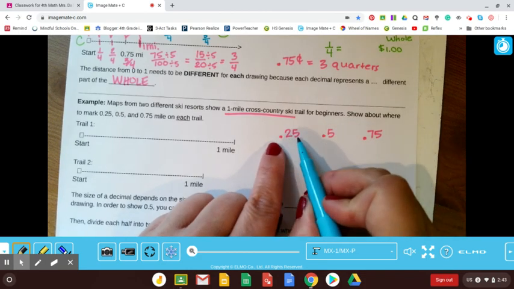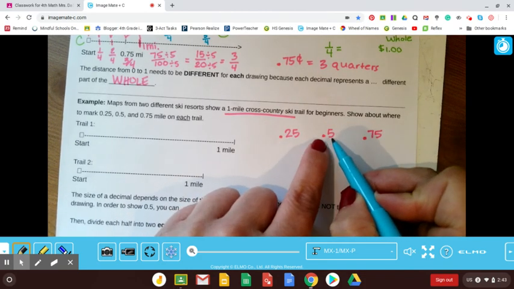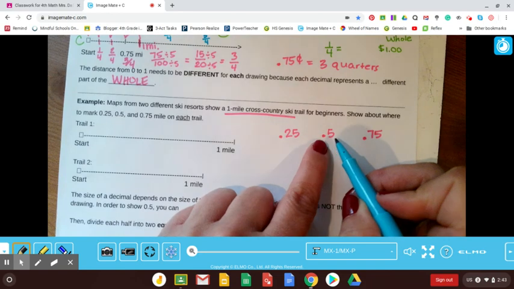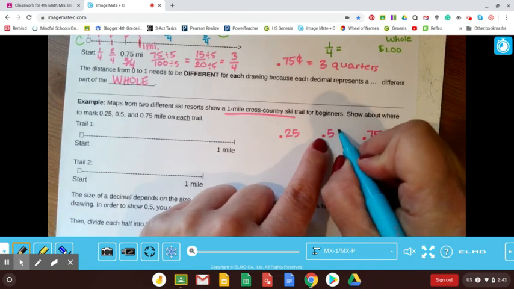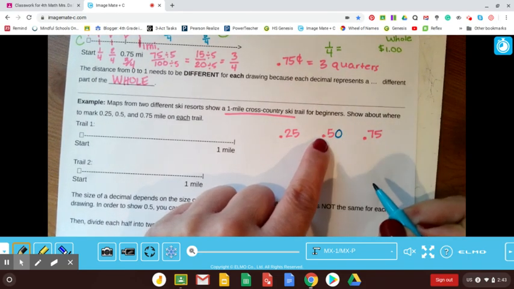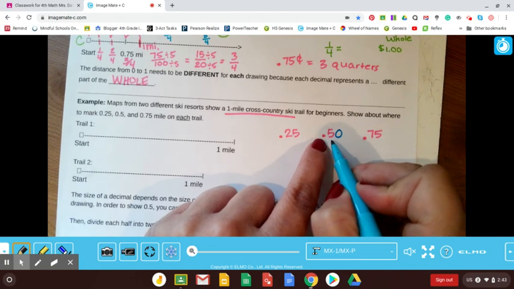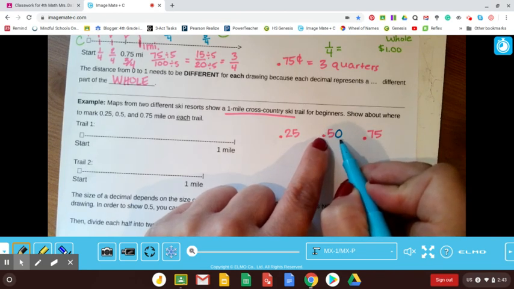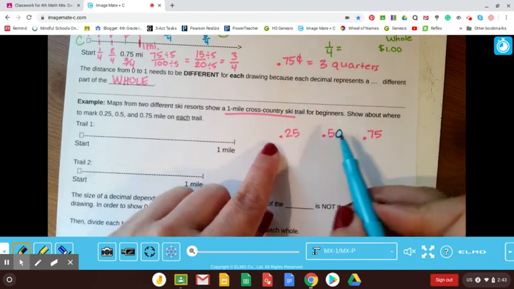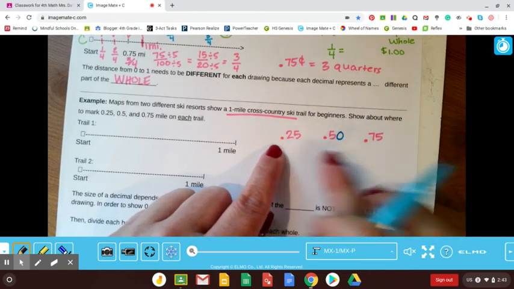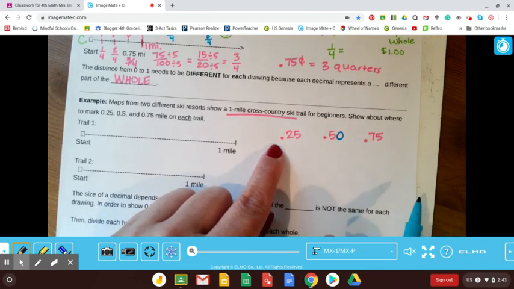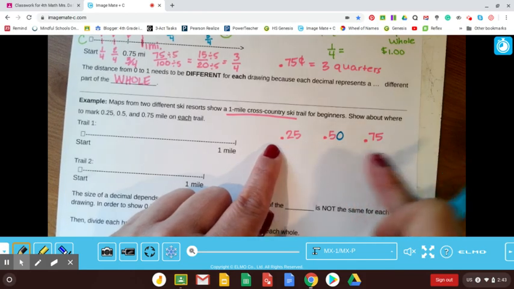We know that we have 25 hundredths. Here we have 5/10, right? But we also know that if I added this placeholder 0, this would be 50 hundredths, which is the same as 5/10. And now I really can kind of see better how these numbers relate to each other, and I'm kind of ordering them.